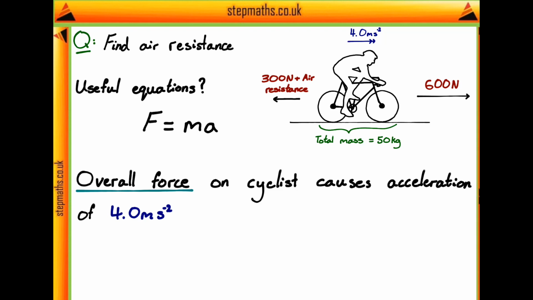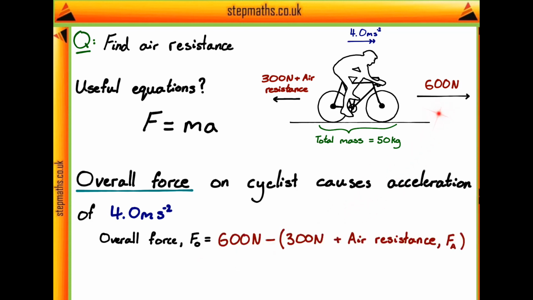So what we can do is work out what the overall force is actually going to be. The way that we can do this is we can consider our arrows, and take the 600 Newton force in the forward direction and then take away the force acting in the backwards direction. So that's going to be 600 newtons take away the 300 newtons plus air resistance. Since we're trying to find out what air resistance is, I'm going to give it a name, we could call it F_A, so we can write it algebraically more easily. Simplifying this expression by expanding the brackets gives us that the overall force on our cyclist is 300 newtons take away this force due to air resistance, F_A.